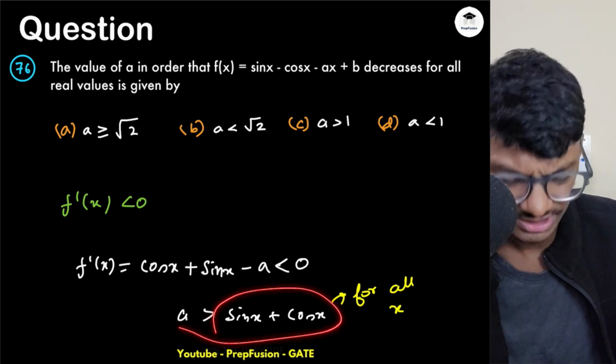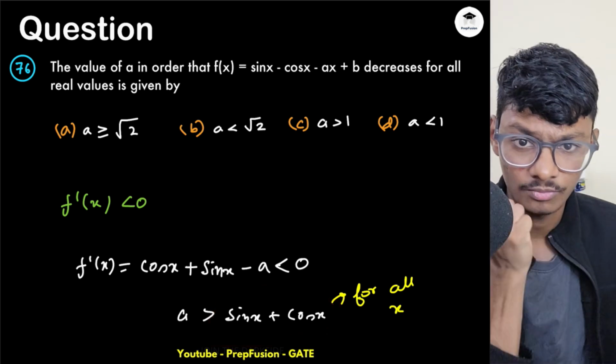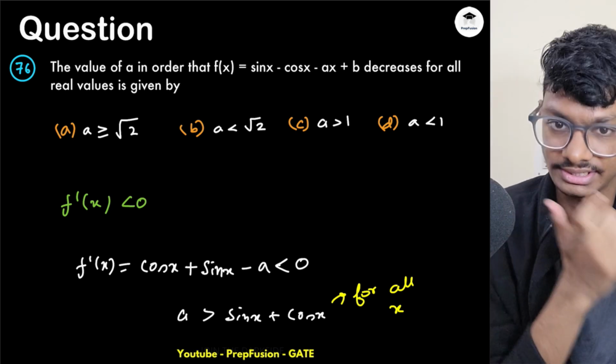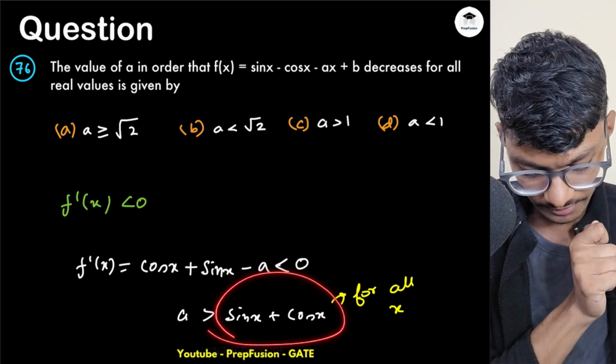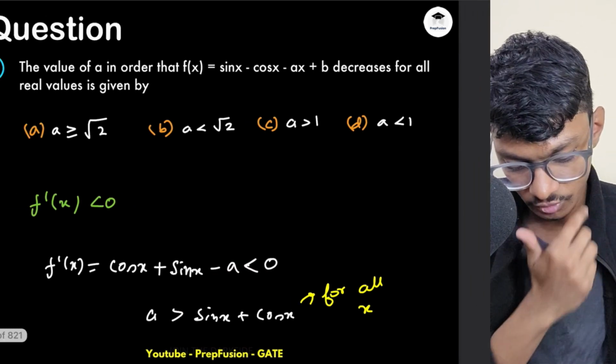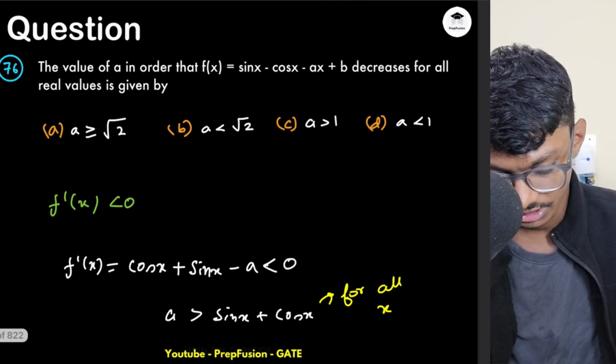Now, do you know the maximum value of sin x plus cos x? The maximum value is basically root 2. If you know this, well and good. If you don't know, then you have to find it out. Okay, so how do you find it out?